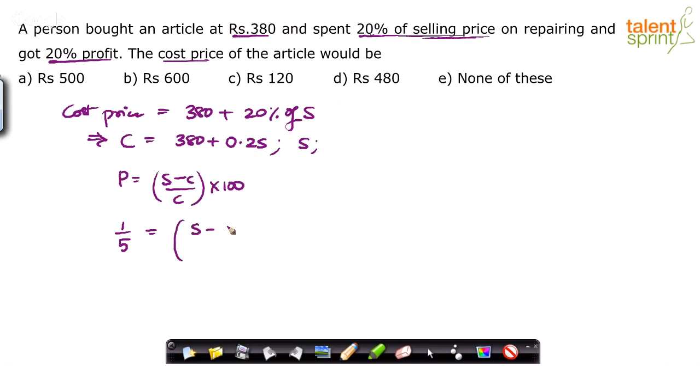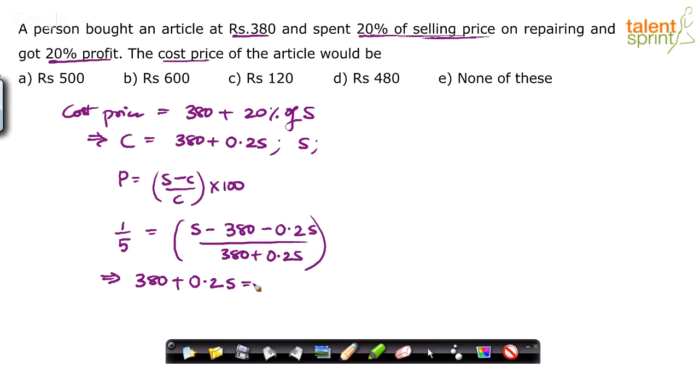So S minus C. C is how much? 380 plus 0.2 S. But since it is a negative sign, it will become minus 380 minus 0.2 S, divided by C again, which is 380 plus 0.2 S. Simplify now, cross multiply. So what do we get? 380 plus 0.2 times the selling price is equal to, see, S minus 0.2 S. S minus 0.2 S is how much? 0.8 S. 0.8 S into 5 is how much? 4 S, right? Minus 380 into 5, or 5 into 380, let us say.